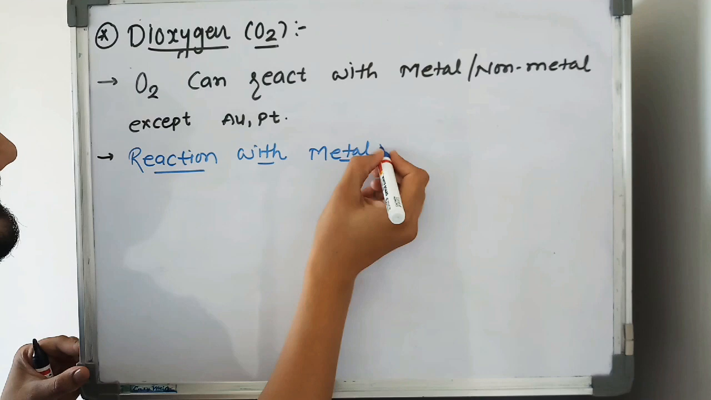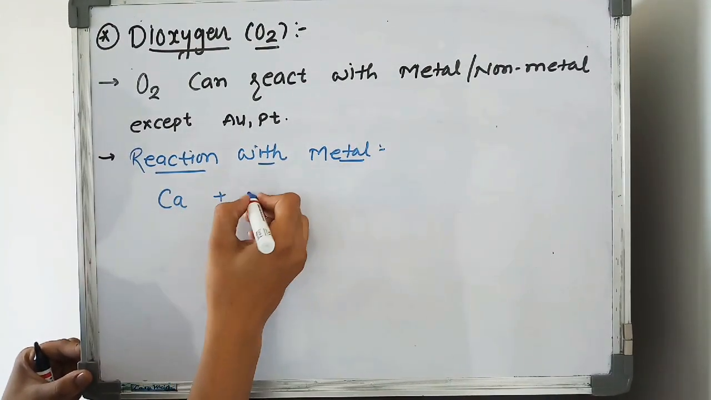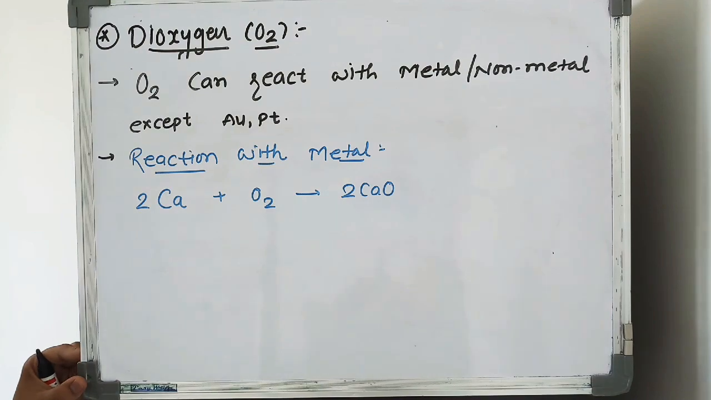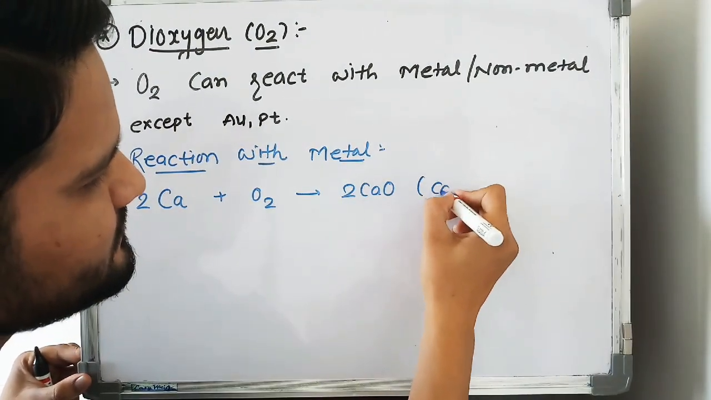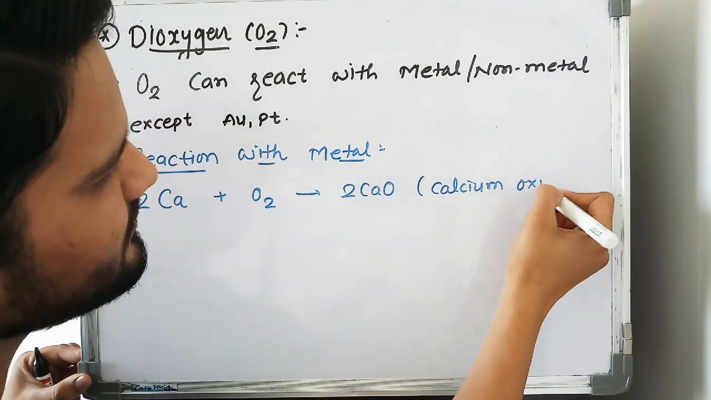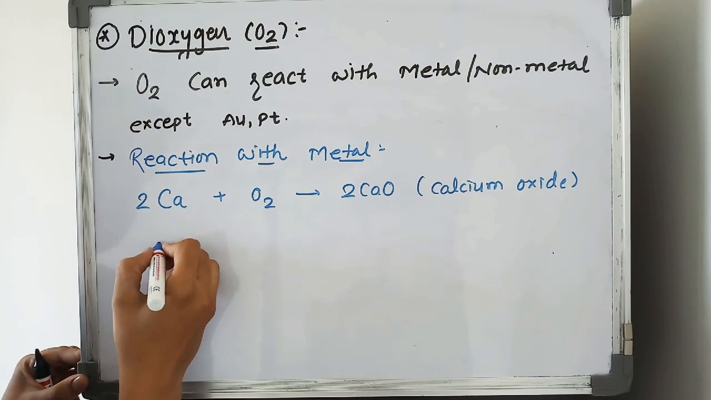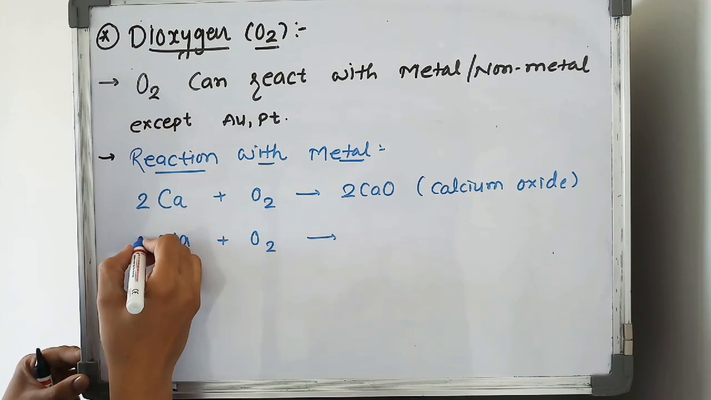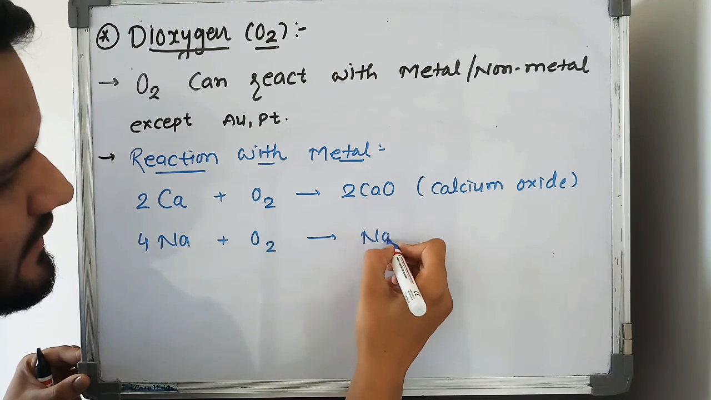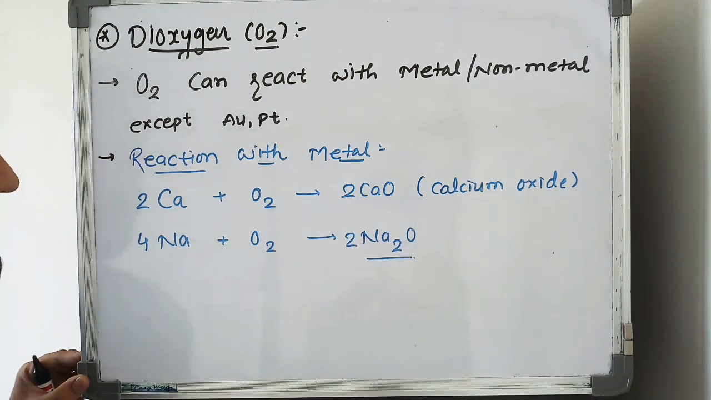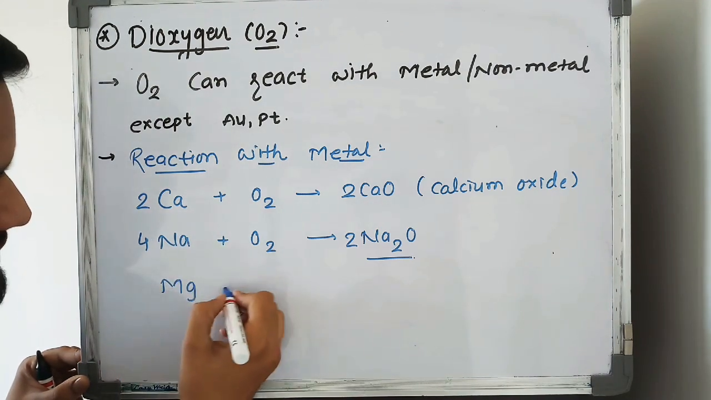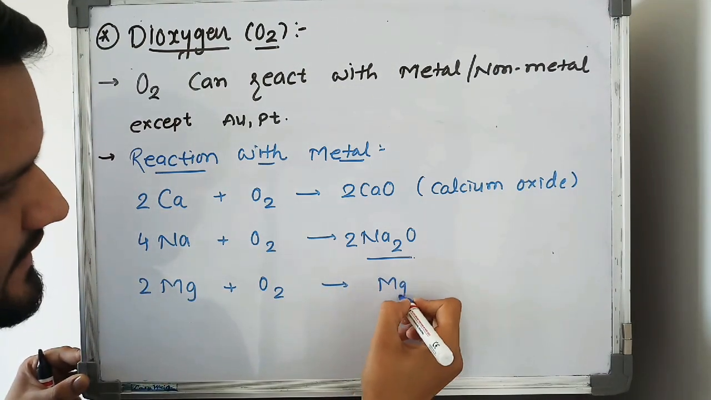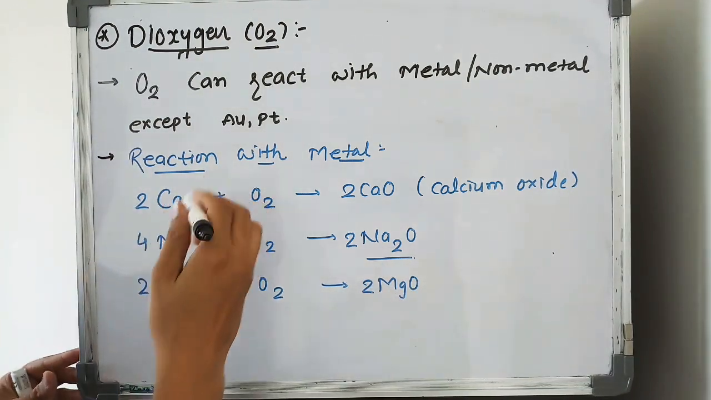Calcium on its reaction with oxygen gives calcium oxide, CaO. Next, sodium on its reaction with oxygen gives Na2O, sodium oxide. Similarly, magnesium on its reaction with oxygen gives magnesium oxide.